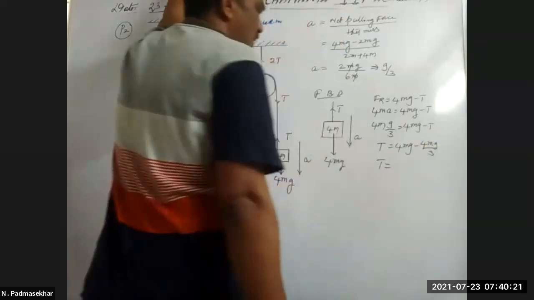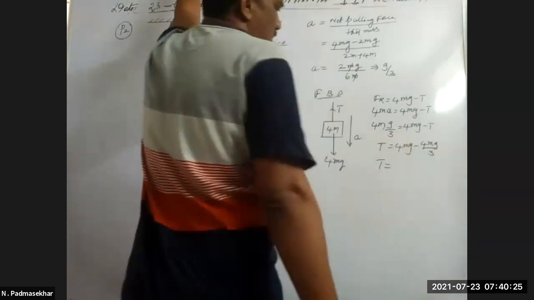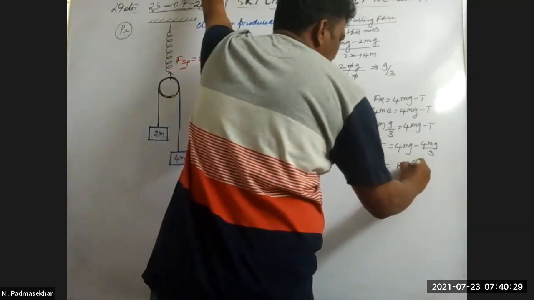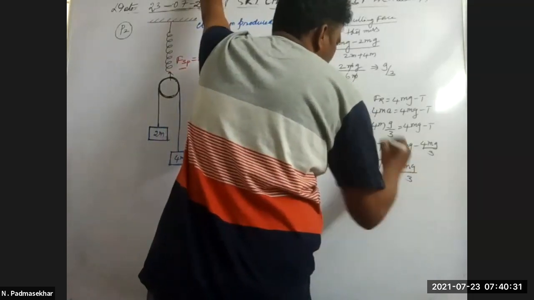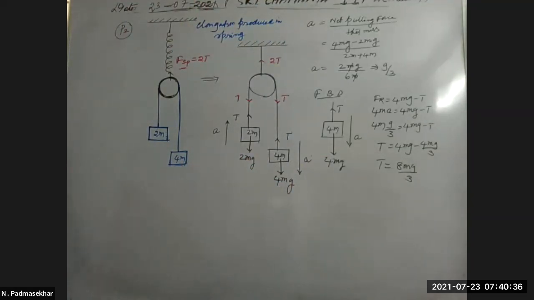So the tension is equal to 4mg minus 4mg by 3. 12 minus 4 gives 8mg by 3. Tension is 8mg by 3.